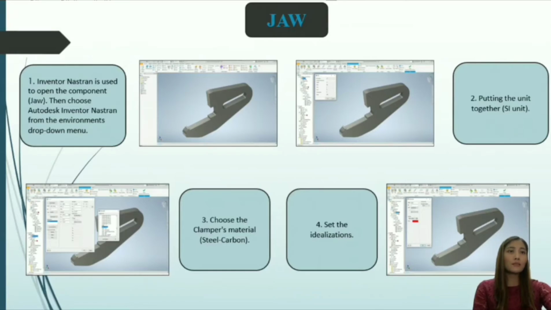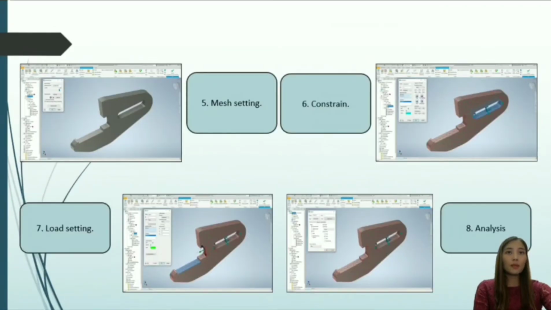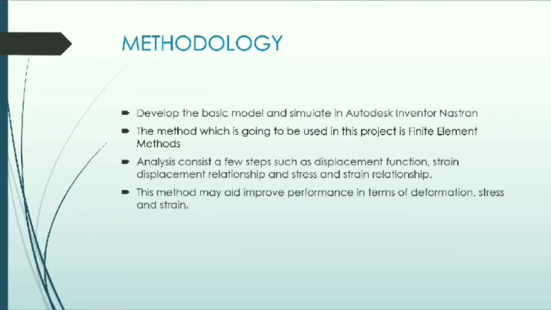So second is by setting the SI unit. Third step is choose the carbon steel material for the clampers, and then fourth is by setting the idealizations. Fifth is mesh setting, 6 constraint, 7 load setting, and lastly would be the analysis. So that's all.